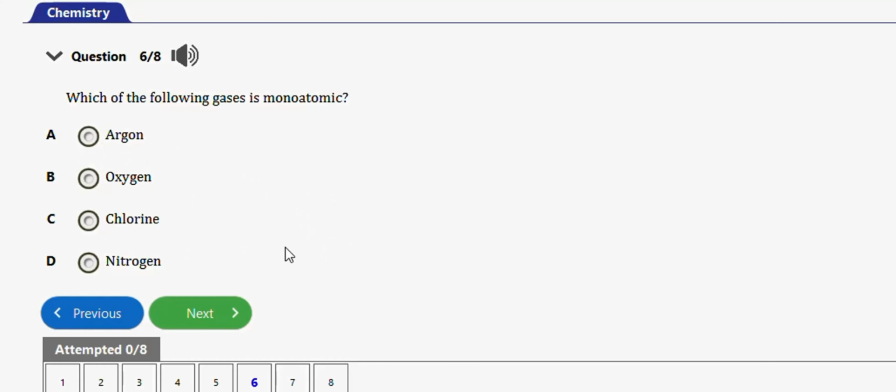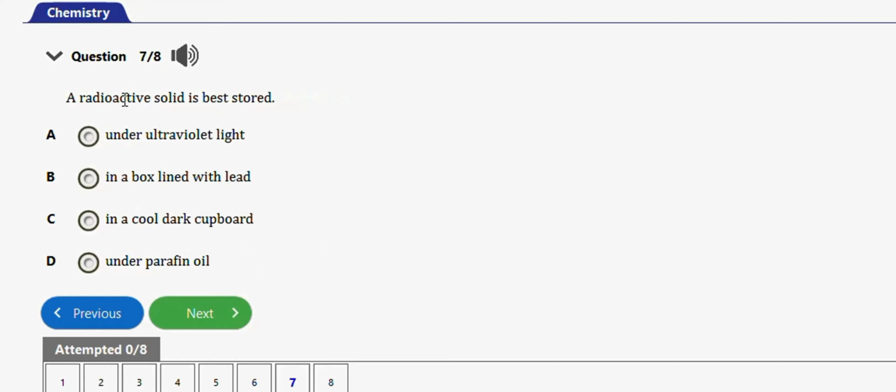Alright, so the next question will be this one. It says a radioactive solid is best stored, we have under ultraviolet light, in a box lined with lead, in a cool dark cupboard, under paraffin oil. So guys, the right option to this question is option B, which is in a box lined with lead. Alright, so that's it for this question.